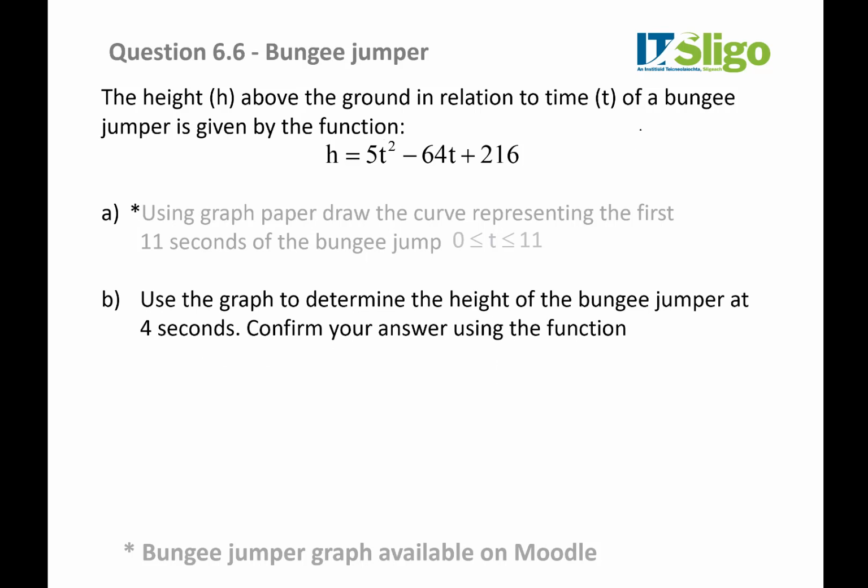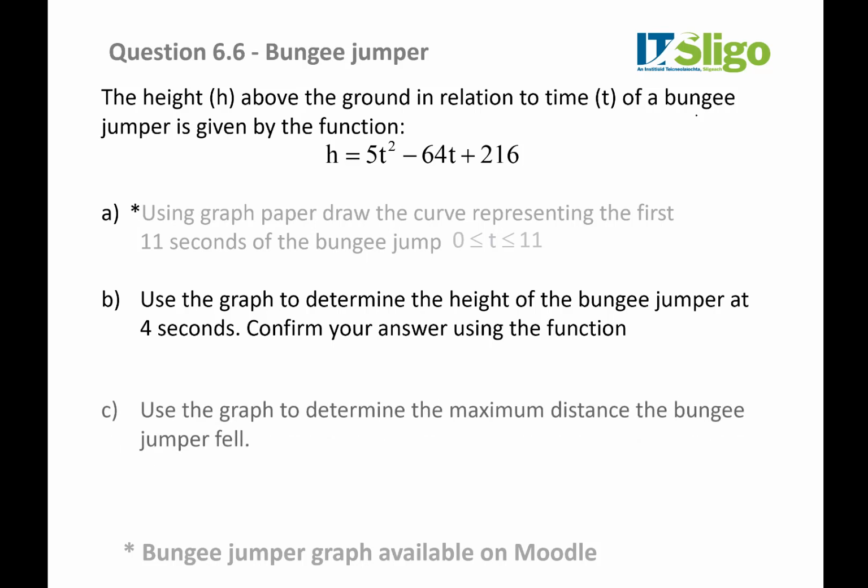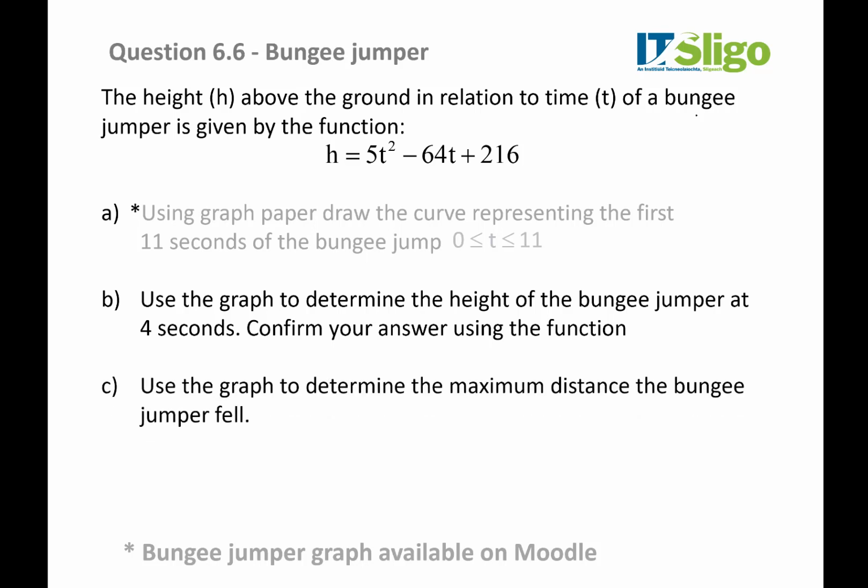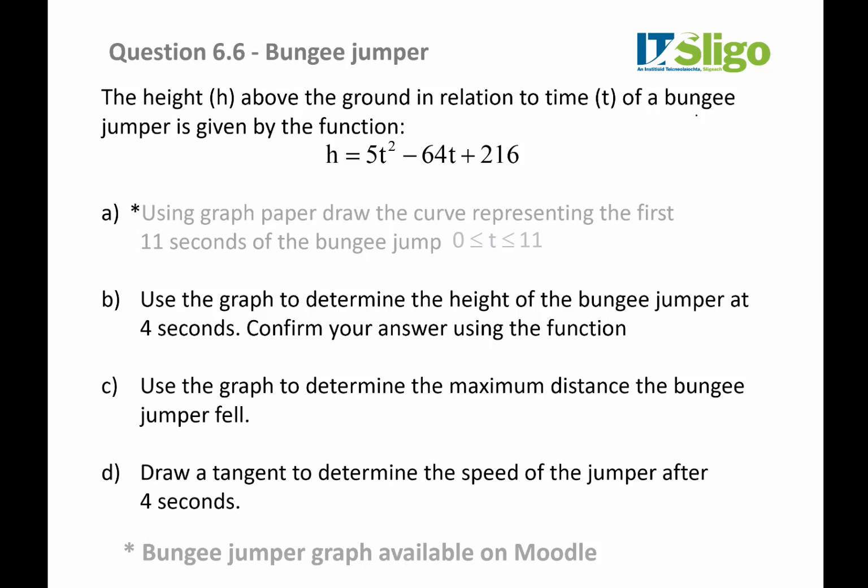So this is a bungee jumper, guys. It's going to be a smiley curve with no roots, because otherwise bungee jumping wouldn't be very popular. If you slapped the ground and then got dragged through the earth and pulled out the other side, it wouldn't quite appeal for your backpacking trip. Use the graph to determine the maximum distance the bungee jumper fell, and draw a tangent to determine the speed of the jumper after 4 seconds. So you guys will have to go to Moodle, get the graph, and then give those a go.